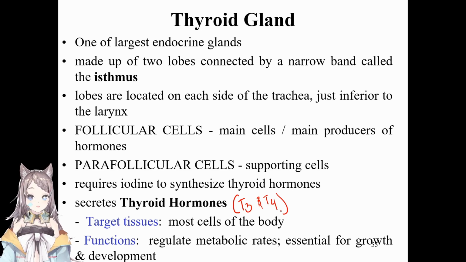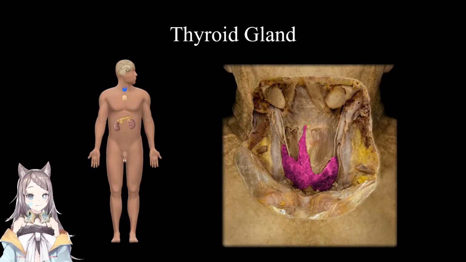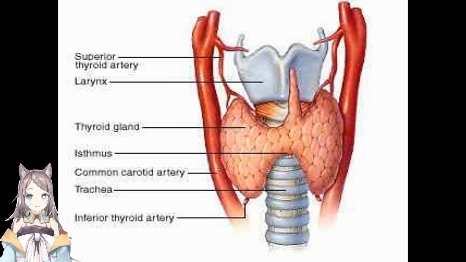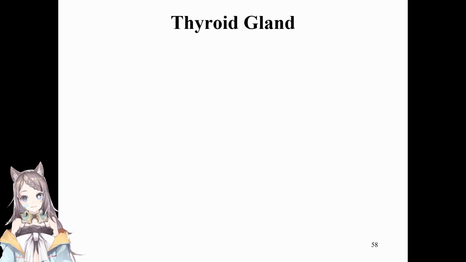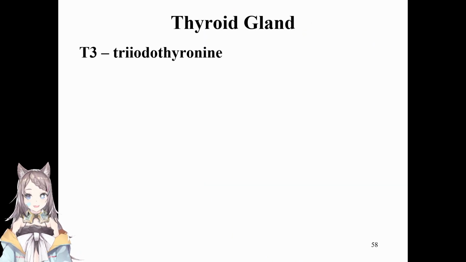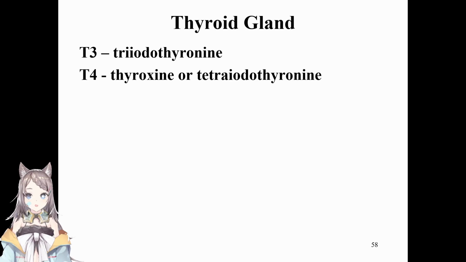So the main function of your thyroid hormone is to regulate the metabolic rates of your body. It is also essential for growth and development. So this is your thyroid gland. It's found below the larynx. Okay, so these are the two lobes of your thyroid gland, and this narrow band here is your isthmus. So this is the name of your T3 and T4. T3 is your triiodothyronine, and T4 is thyroxine or tetraiodothyronine.